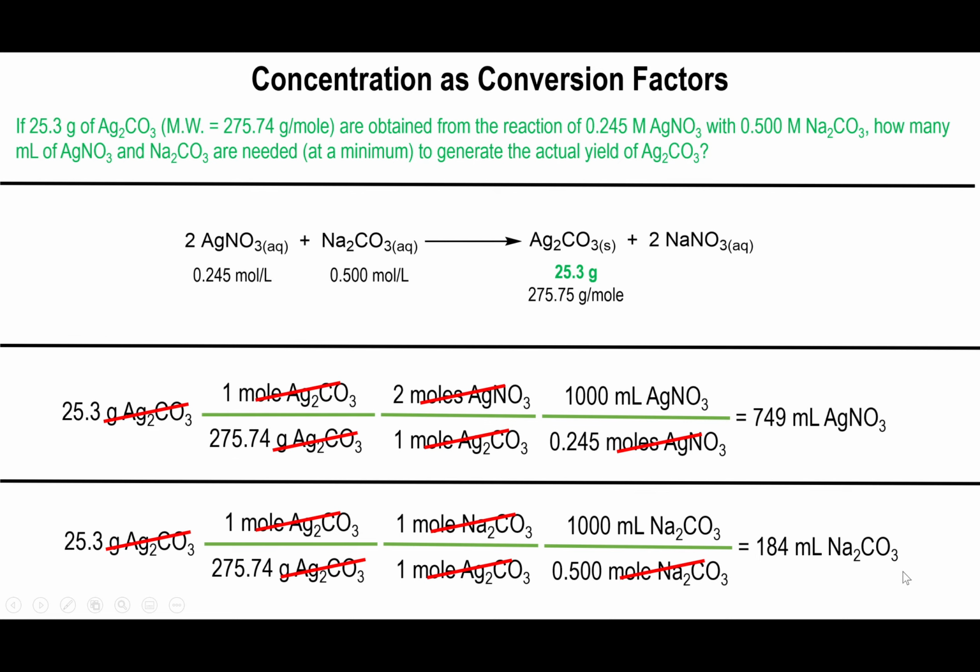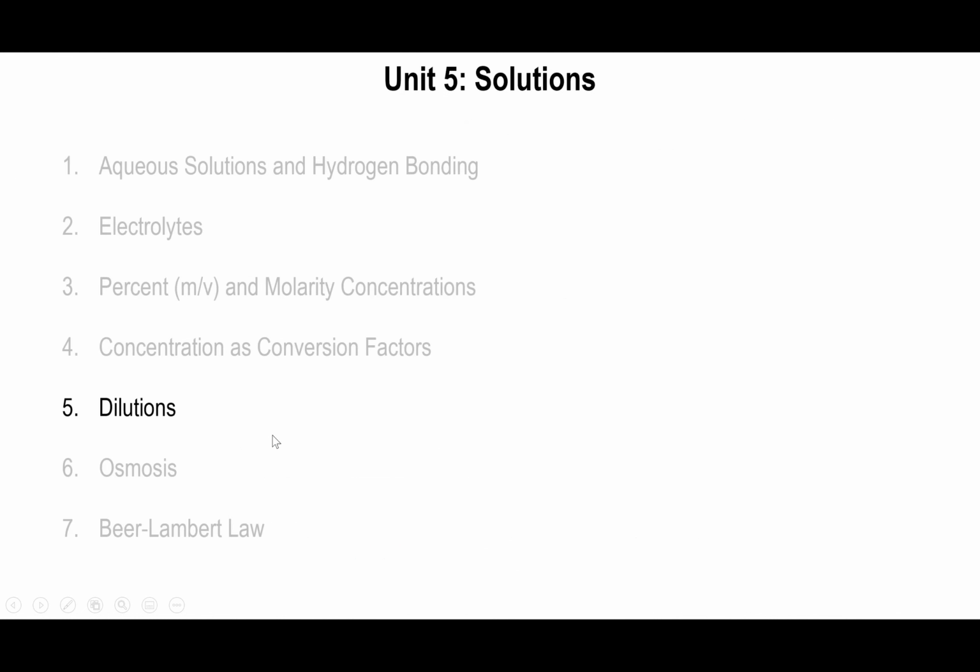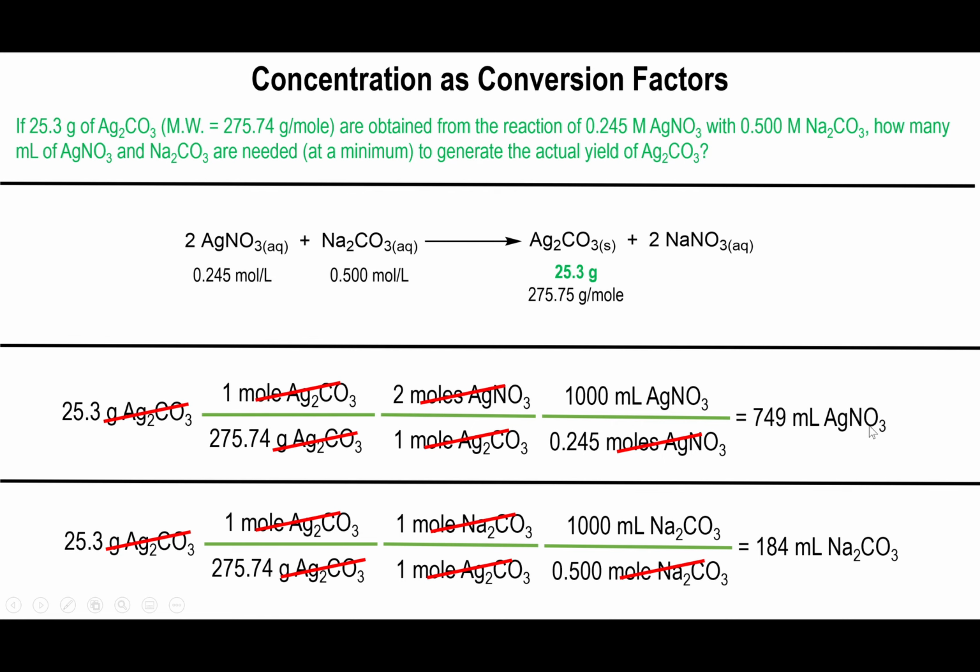So to put it in simple terms, to make 25.3 grams of silver carbonate, you're going to need to at least add 749 mLs of silver nitrate of a concentration of 0.245 molarity, and you're going to need to combine it with 144 mLs of sodium carbonate of half a molar concentration.